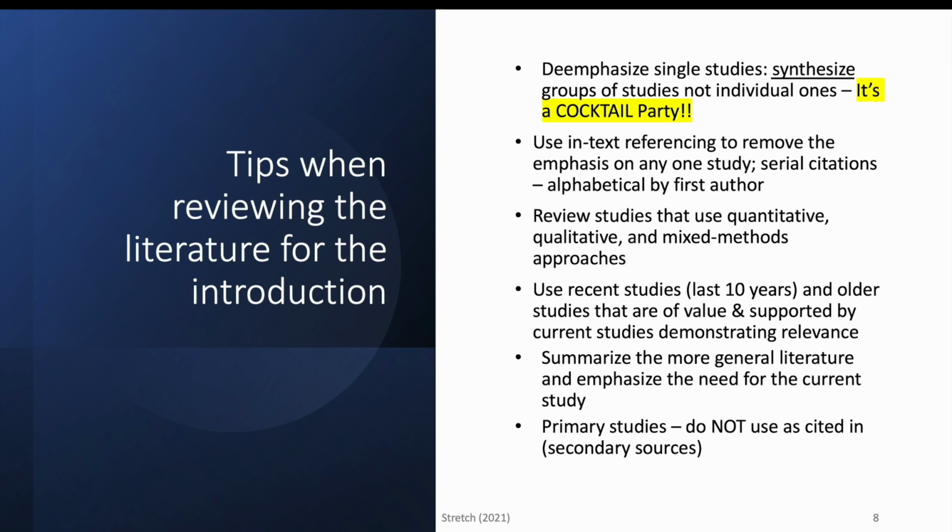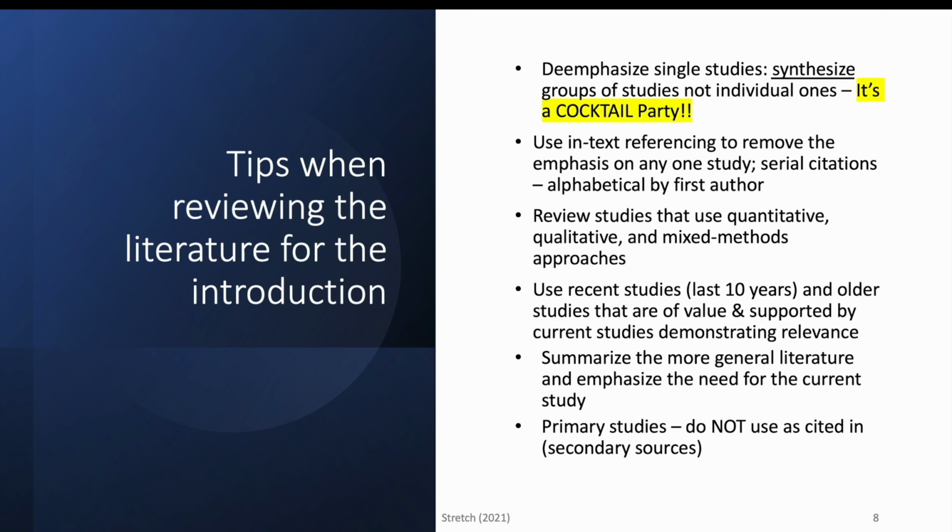Kind of talking about that is to think about your studies as like a cocktail party or a cookout or a birthday party that you're having a bunch of friends over to. The goal is not to talk about what each individual person said at the party, but to really summarize what happened at the party. What were the main events of the party, right?